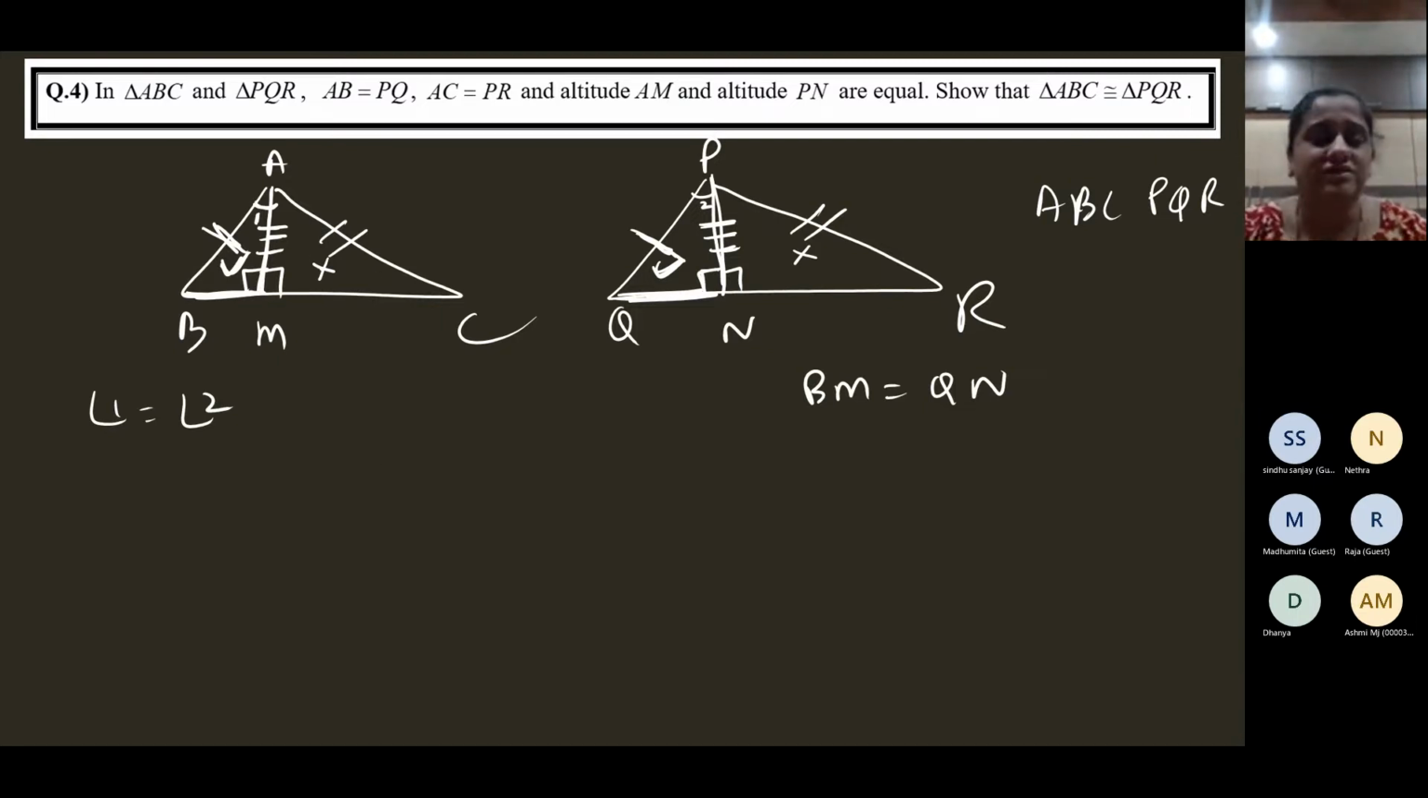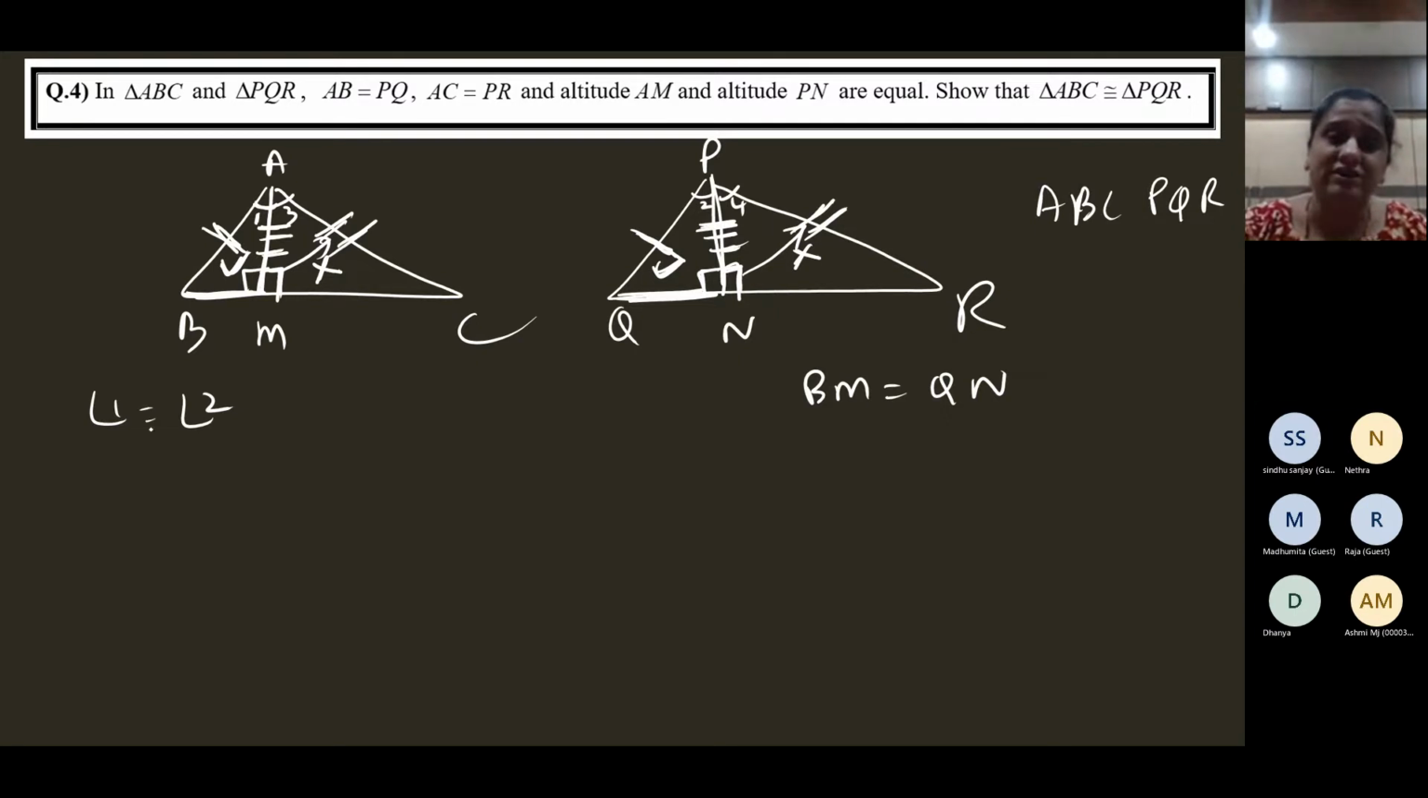Done. Now take these two triangles, this one and this one. Again, the two triangles are congruent by RHS rule. Because right angles here, 90 degrees, 90 degrees. Right angle, hypotenuse here AC is equal to PR given. And some other side AM is equal to PN. So right angle, hypotenuse and some side, the two triangles are congruent. So CPCT, you can write.